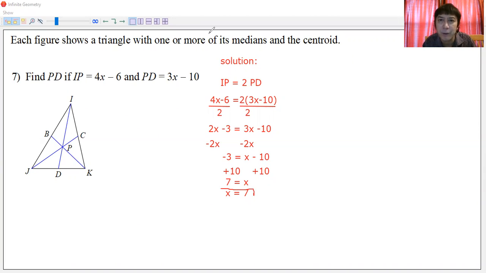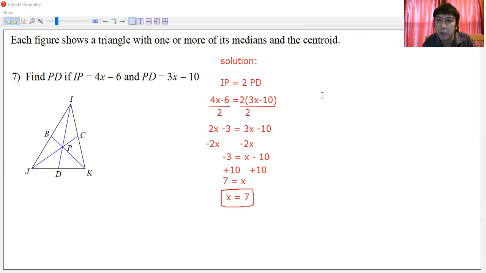Let me clear my writing and add those things I have erased. That will be plus 10, plus 10, and this will now be just 7 equals x, or appropriately written, x is equal to 7. And let me encircle it once more. Okay, there's our x.